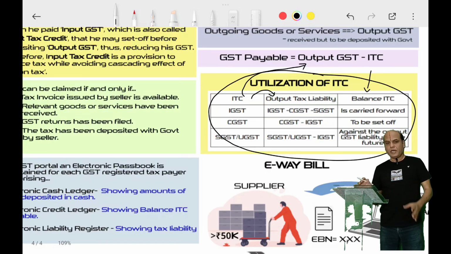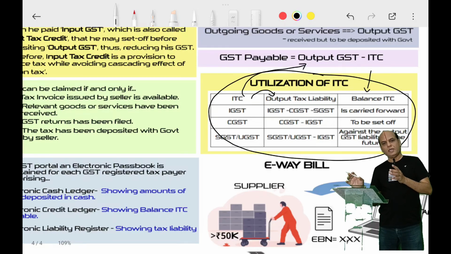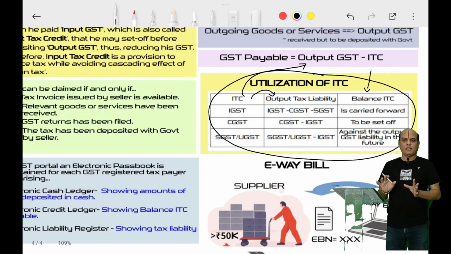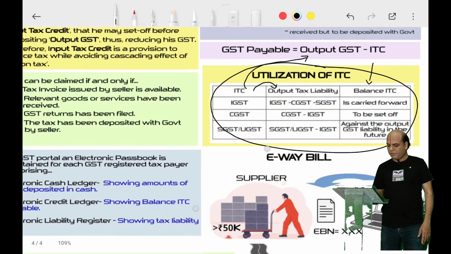Output tax liability is obtained by subtracting input tax credit from output GST. Then from IGST we subtract CGST first, then SGST. Then from CGST we subtract IGST. From SGST or UTGST we subtract IGST. This is the way, and whatever is the balance, it is either set off or it is paid to the government, or it will be carried forward. This utilization of ITC will be clear when we do the worked examples.